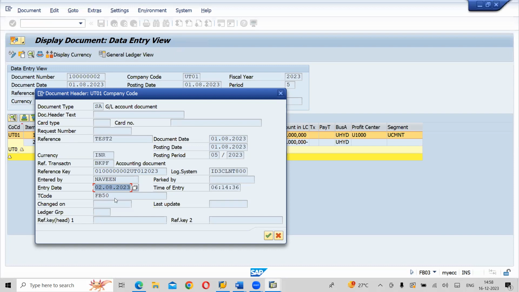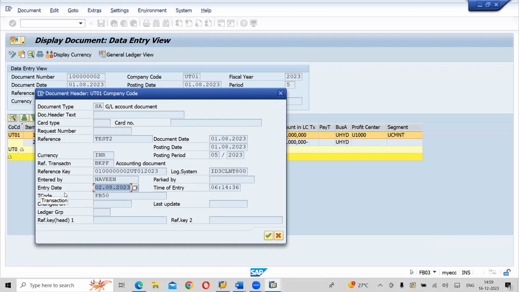2nd of August. So we can't change the server date. This is where the data has been captured from. This has been captured from the SAP server. Understood. So we can't edit it. We can't delete it. We can't modify it. The entry date concept: the entry date will be captured from the SAP server.